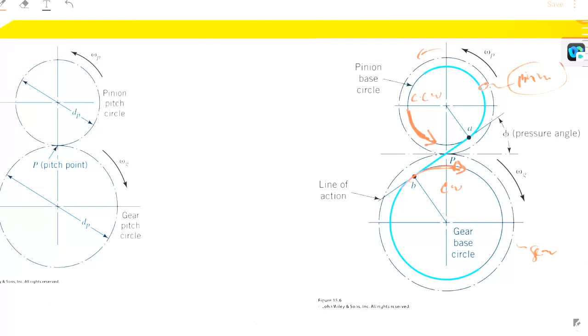So this is the line of action. The line of action is where both gears meet at one point, which is the pitch point here. This line and the horizontal line, we call the pressure angle. The angle between the line of action and the horizontal line is the pressure angle.